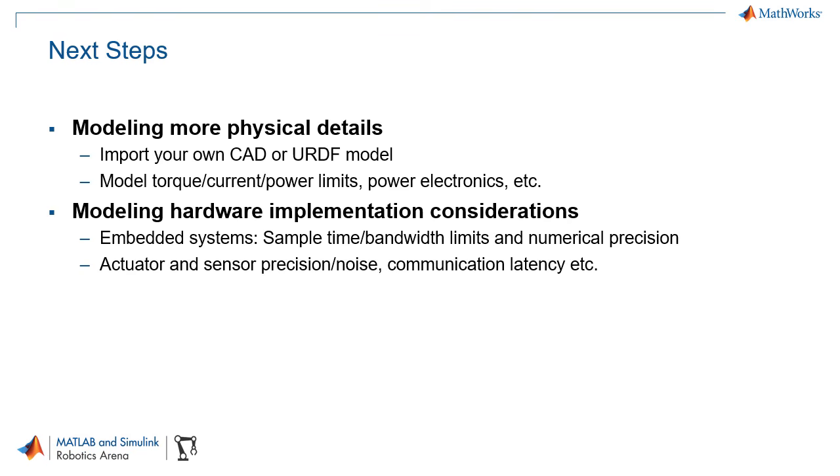For example, if you're deploying these controllers to an embedded system, you might need to use a discrete time controller, or maybe other data types that are less precise but more memory efficient, like 32-bit floating point or fixed point data types. And there's also effects that we ignored here, like sensor and actuator precision, noise, or even communication latency, to name a few. And that's absolutely going to affect how your walking robot performs.